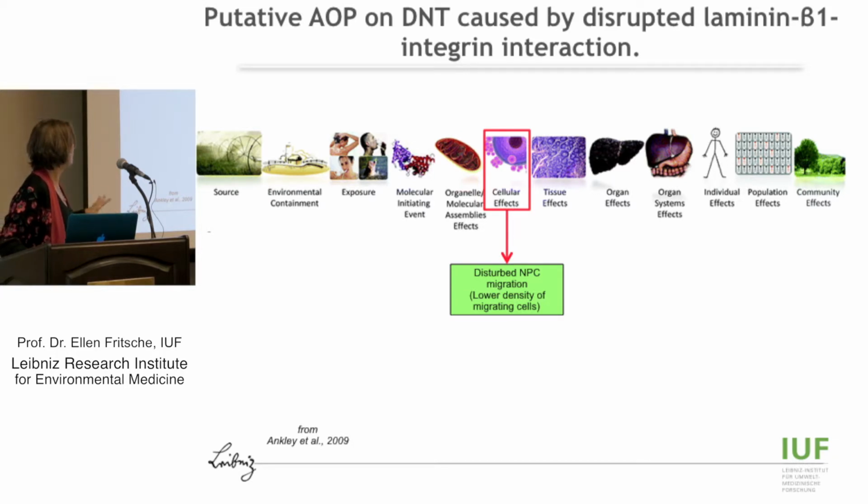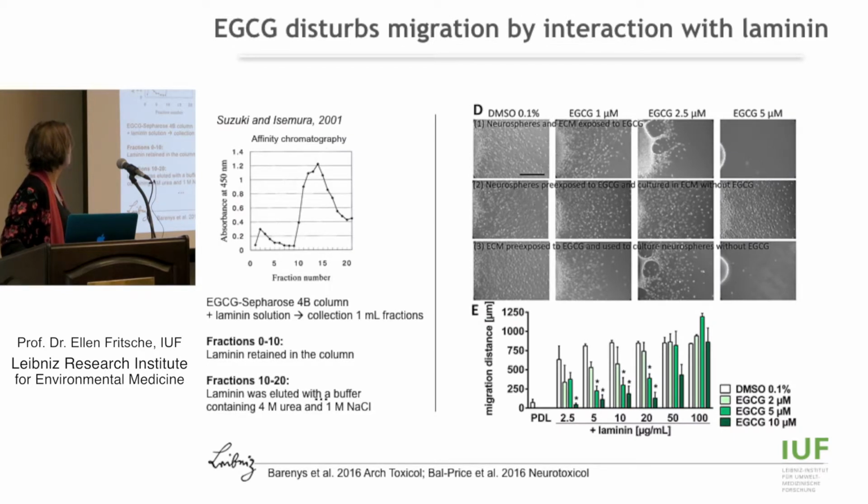Okay, so we saw this disturbed migration, and we came across a publication about affinity chromatography that showed clearly that this EGCG compound can bind to laminin. And laminin is one of the most prominent extracellular matrix proteins in the brain. So during development, you need attachment of the cells to laminin so that they can migrate. It's really important. So we thought, okay, if the compound can bind to the laminin, maybe then the cells cannot find the laminin anymore because it's masked. And that this could be one reason why we see this curious migration pattern.